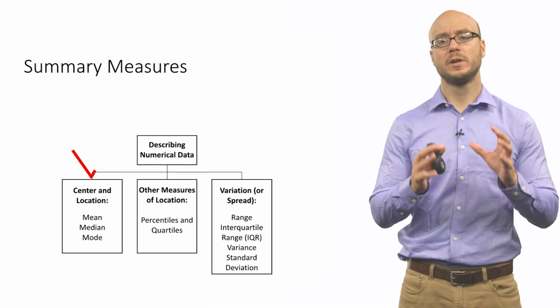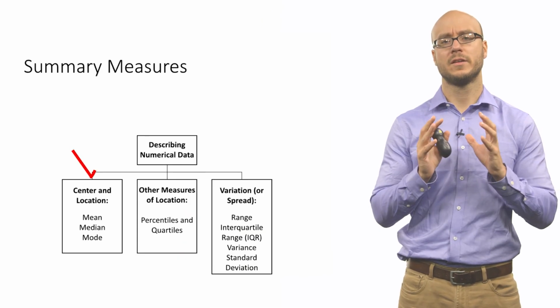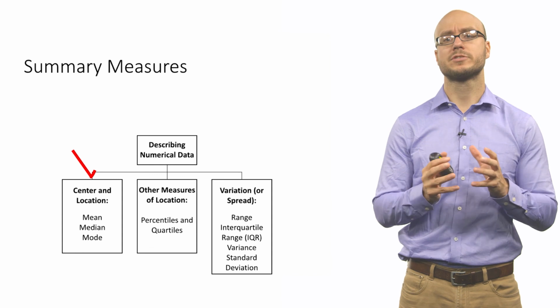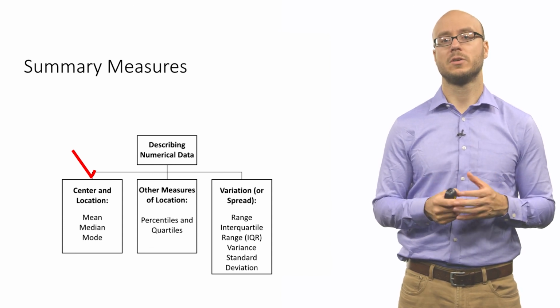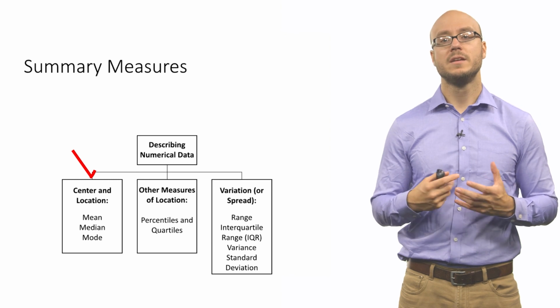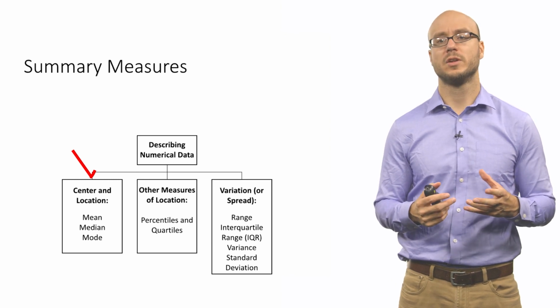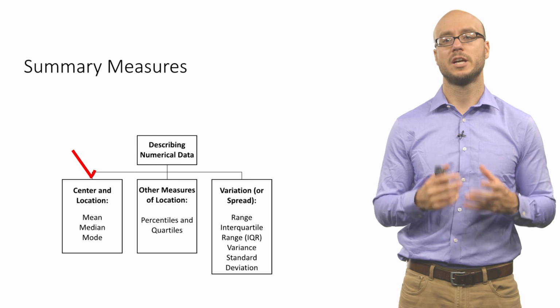So with that, we've really uncovered the three major measures of center and location: the mean, median, and mode. Next, we're going to talk about other measures of location, percentiles and quartiles.